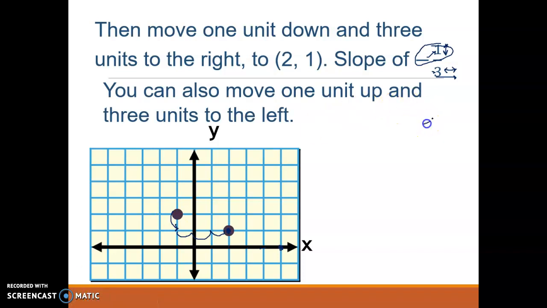We could have also put that negative sign with the 3. So we could have gone up 1, and to the left 3. Negative 3 to the left 3. 1, 2, 3. And put a point there. Okay, if you connect those dots, you'll see that they do form a straight line.